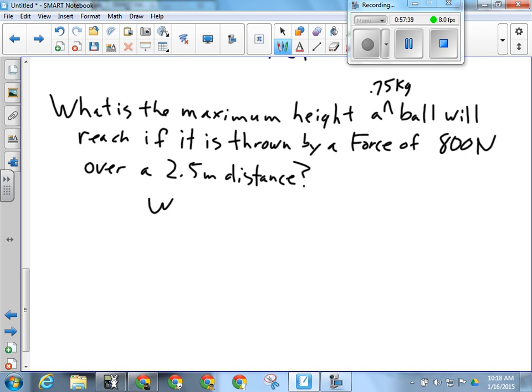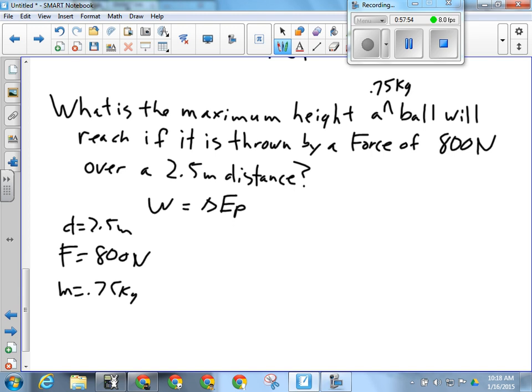So we'll start out with our givens. The distance is 2.5 meters. The force is 800 newtons. And the mass is 0.75 kilograms. Work is, in this case, a change in potential energy. The formula for work is force times distance. And that's going to equal m times g times hf minus m times g times hi. I don't know what hf is because it was what I was asked to find. But I can assume that hi was what?